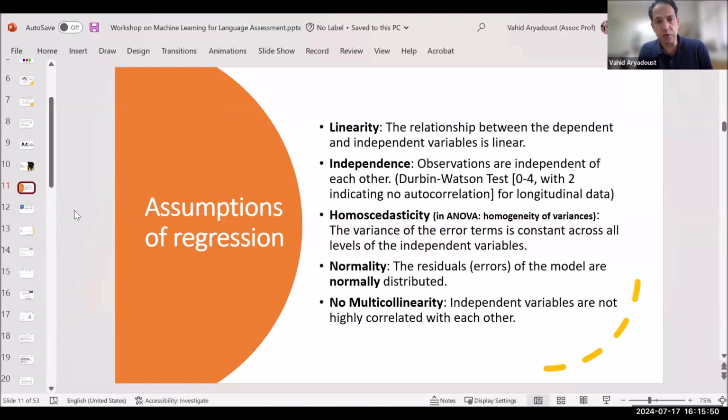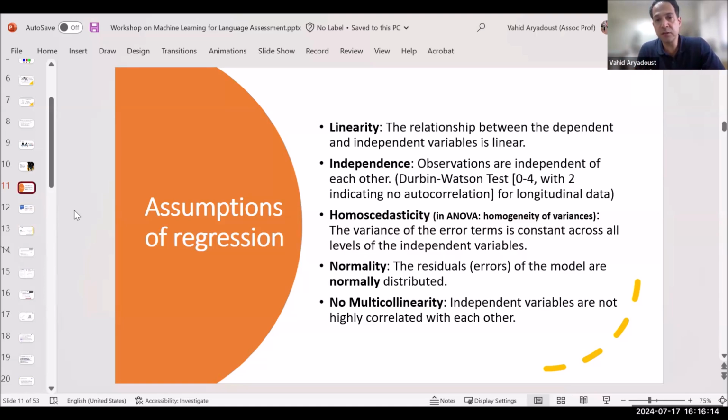All right, so assumptions of linear regression, everyone. And these assumptions are not necessary for machine learning, but since we want to do linear regression, we have to do this. Number one, linearity. The relationship between the dependent and independent variables has to be linear. And I'll let you know how to make sure that it's linear or not in the next slide.